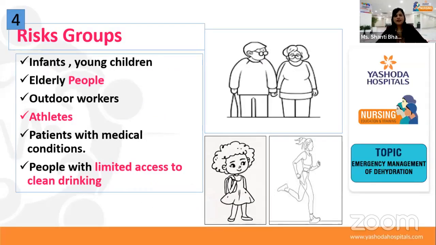Yes. Now let's see who are the people most affected: the infants, young children, the outdoor workers like traffic police and farmers, and patients with medical conditions like those who are on diuretics and chronic kidney diseases, and people with limited access to clean drinking water. So I think sir has already discussed which medical conditions like CKD, renal and GI disturbances and chronic illnesses would definitely cause dehydration. I think yes, sir.